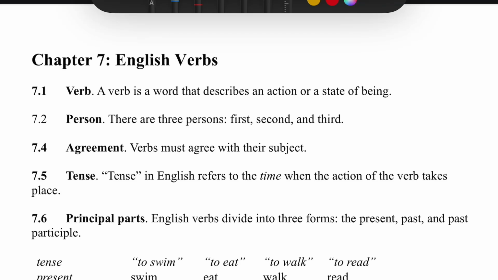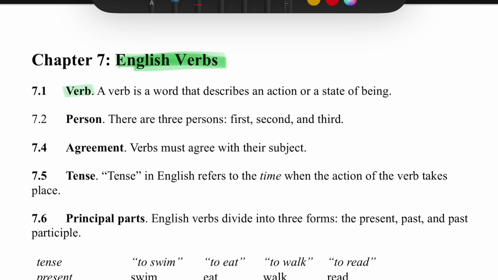Hello, we are going through Chapter 7 today of Greek for the Rest of Us. These are overview videos summarizing Bill Mounce's third edition of Greek for the Rest of Us, and today we're going to be looking at English verbs.